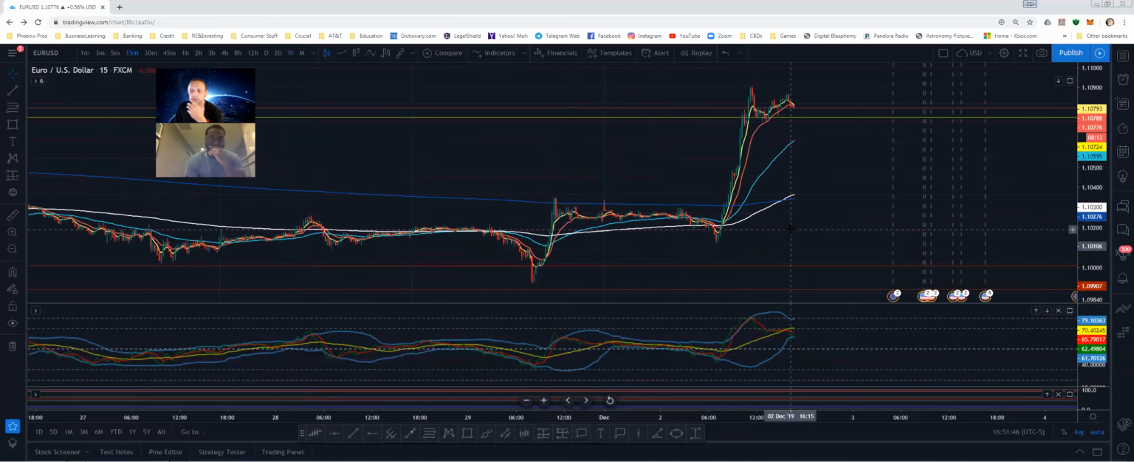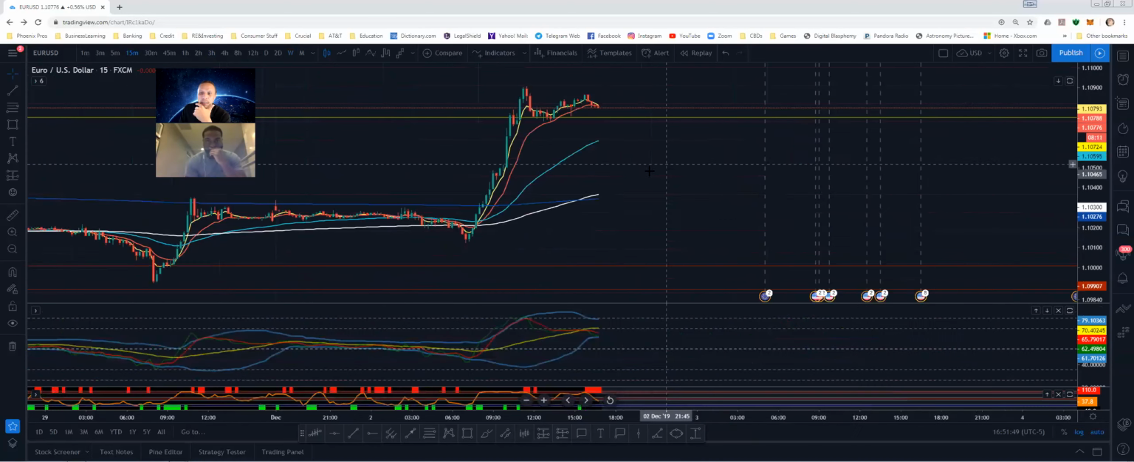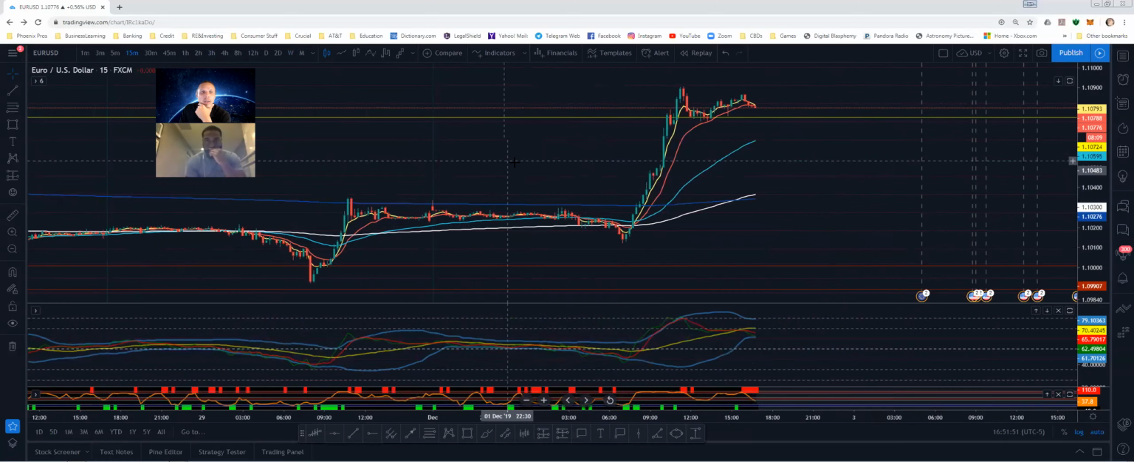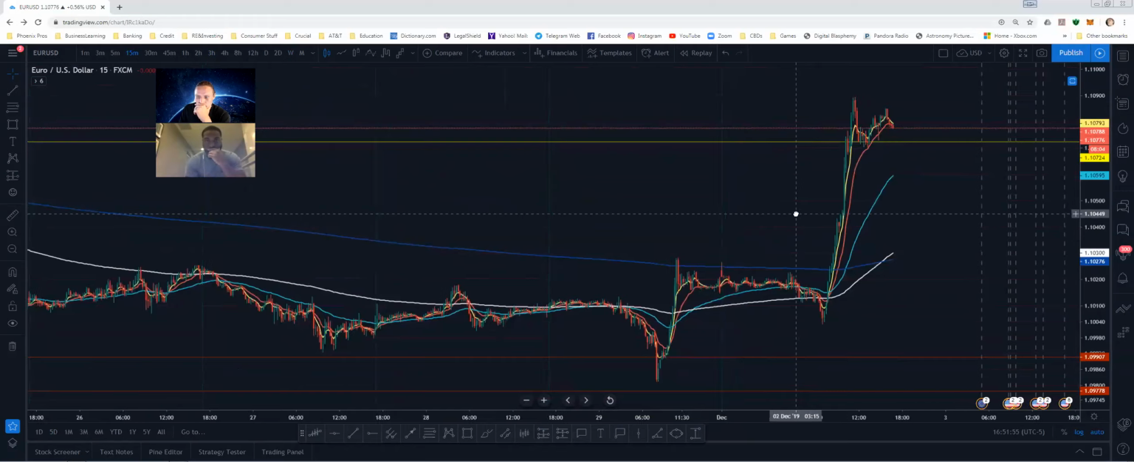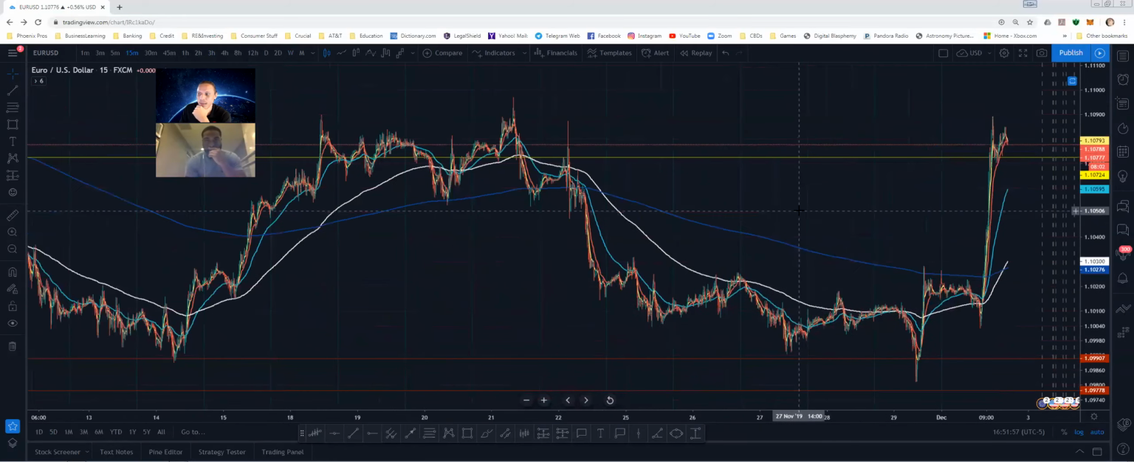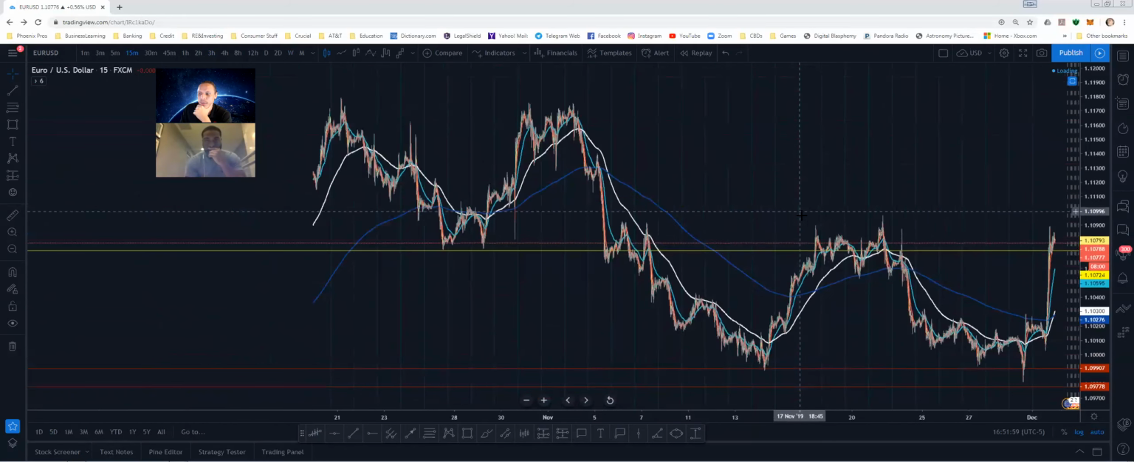Yeah, exactly. A pair could look like it's trending on a lower time frame, but when you zoom out, you might see, hey, wait a minute, this thing is really in a range.